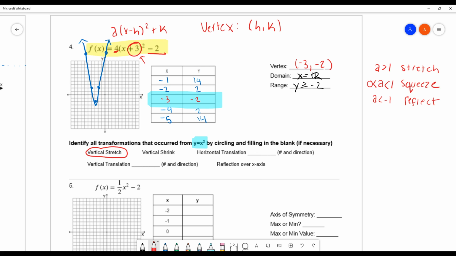I also can look at my vertex right here. That's going to tell me if I had any horizontal or vertical translations. If I were to graph (-3, -2), I would have to go 3 to the left. So it's 3 to the left. And then for my vertical translation, I went down 2. So I did have 3 transformations here. This one did not reflect because it wasn't negative, but it can happen sometimes.